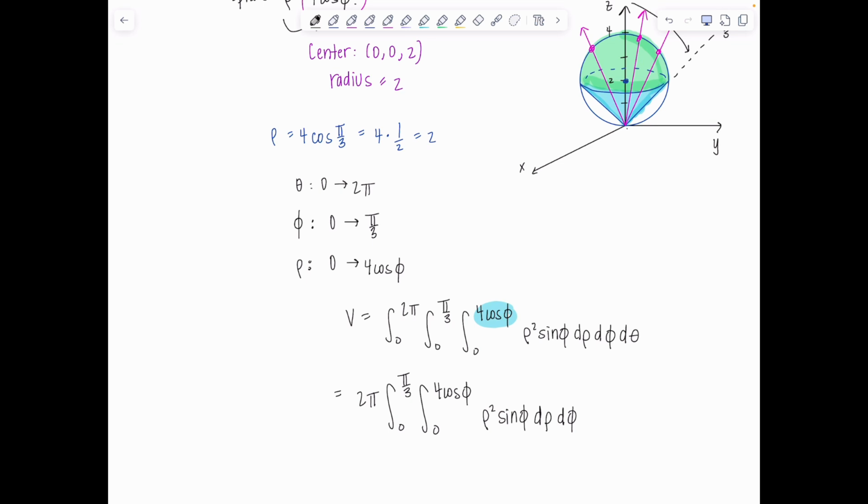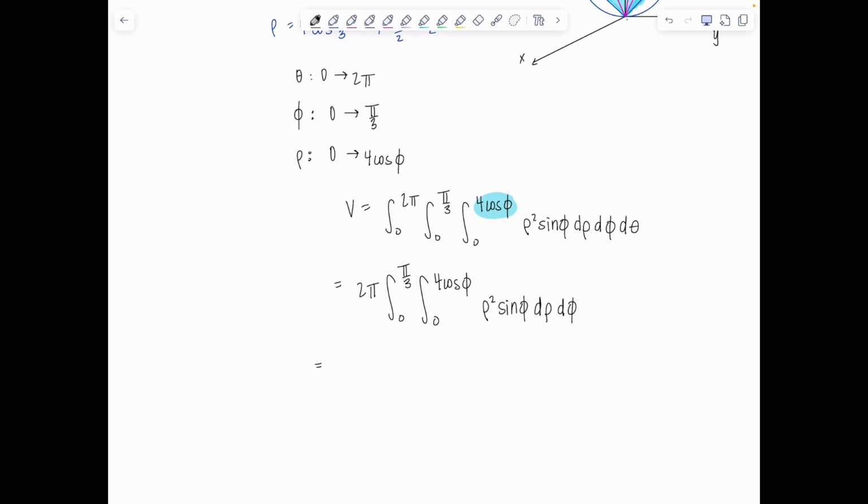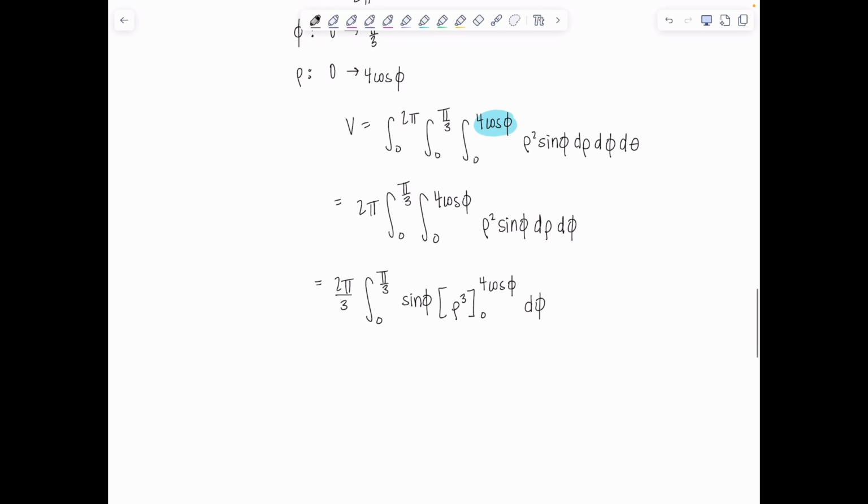Okay, so first let's integrate with respect to rho. Antiderivative of rho squared: 1/3. Let me put the 1/3 with the 2 pi outside. 0 to pi over 3, sine phi, you go away for a minute. Let me just write this as rho cubed from 0 to 4 cosine phi, d phi. You have to cube all of it. So 4 cubed, I'm going to put that outside. 0 to pi over 3. Then I have sine phi, cosine cubed phi, minus 0, and then d phi. Good?